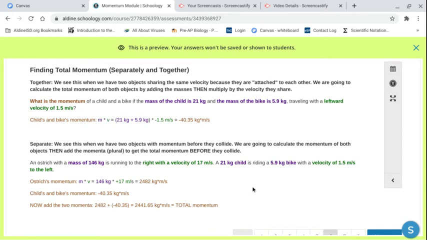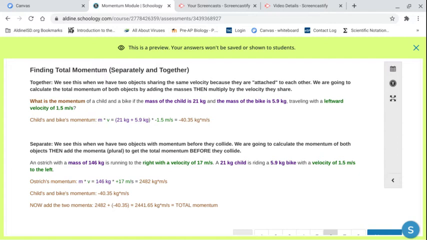Okay, guys. So the next section and the last section of the lesson module is finding total momentum. You see the word total, that means we have to do some adding somewhere in our problem. And we have two situations where we find the total momentum, and you see separately and together. We're going to look at the together part first.